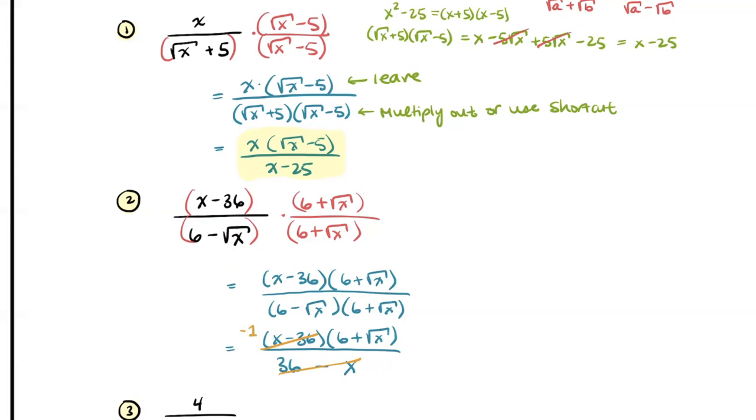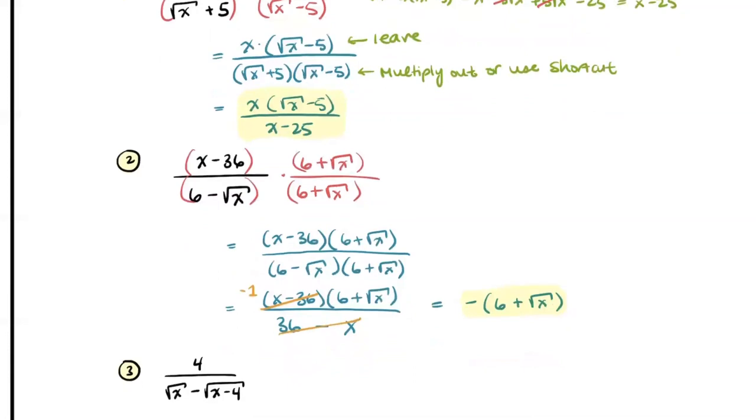So this will end up becoming negative 1, or I better just write it as negative, parentheses, 6 plus square root of x, or negative 6 minus square root of x. And there we go. Yet another reason why you do not want to FOIL out the numerator here, because if you did, you would not be able to see that we can cancel these out and make it for sure simpler than if we didn't.